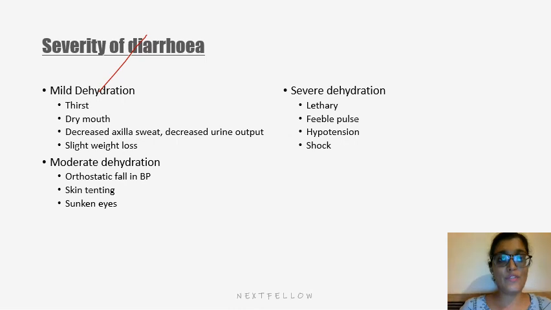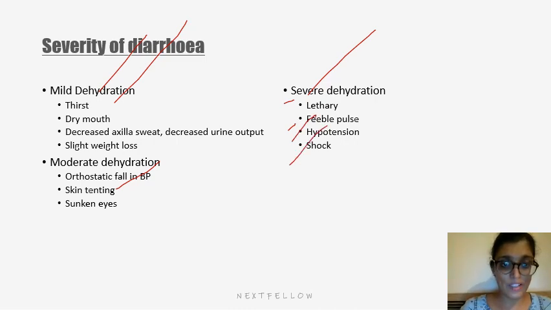Based on severity, dehydration in diarrhea can be mild, moderate, or severe. In severe dehydration, there is lethargy, feeble pulse, hypotension, and shock. In moderate dehydration, there is orthostatic fall in BP, skin tenting, and sunken eyes. In mild dehydration, there is thirst, dry mouth, decrease in axillary sweat, decreased urine output, and slight weight loss.